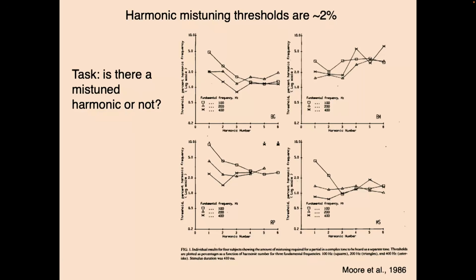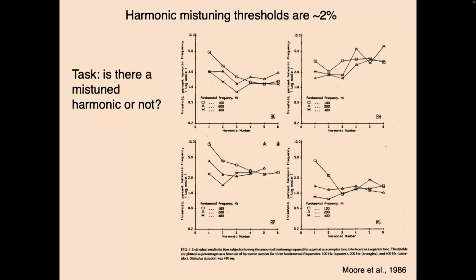One way to measure this is to ask people whether the harmonic is mistuned or not. The idea is that the way you actually perform that judgment is by hearing out whether it sounds like there's a separate tone. People are actually pretty sensitive to this, so you can mistune the frequency of that harmonic by 2% and measure thresholds for that.